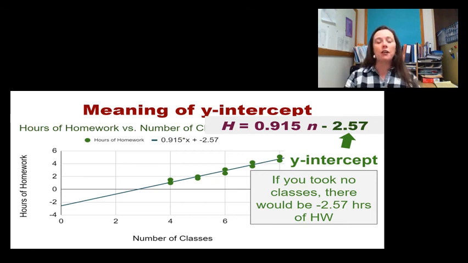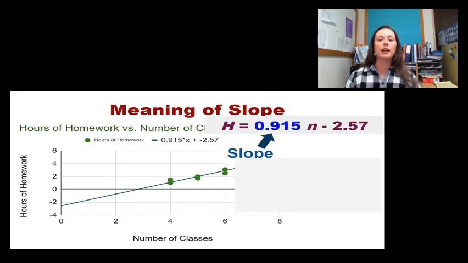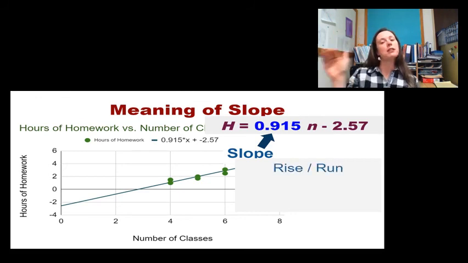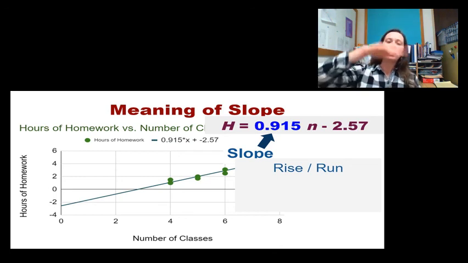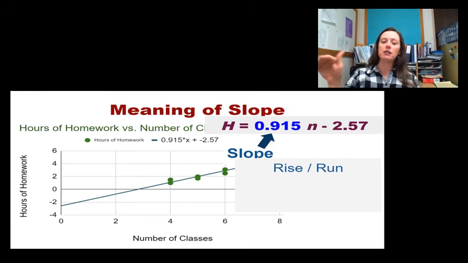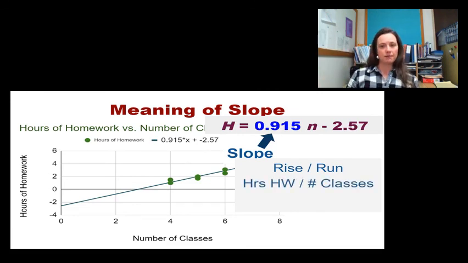The other number in our equation is our slope, the 0.915. So think back to math class. How do you calculate slope? Slope is always rise over run. So the change in y divided by the change in x. In this graph, we're talking about the change in hours of homework divided by the change in number of classes.